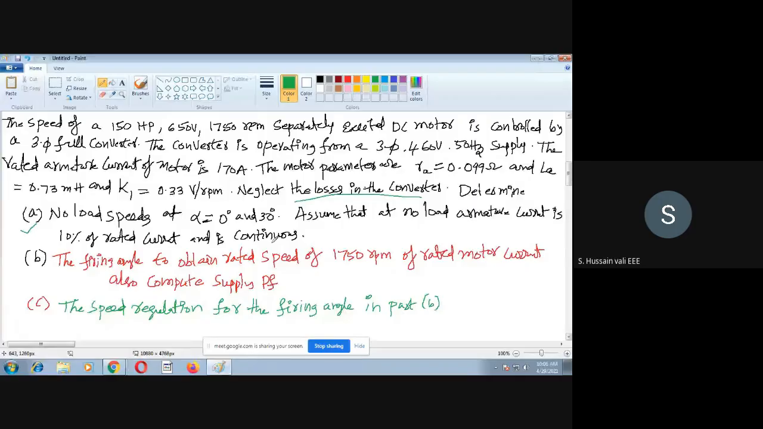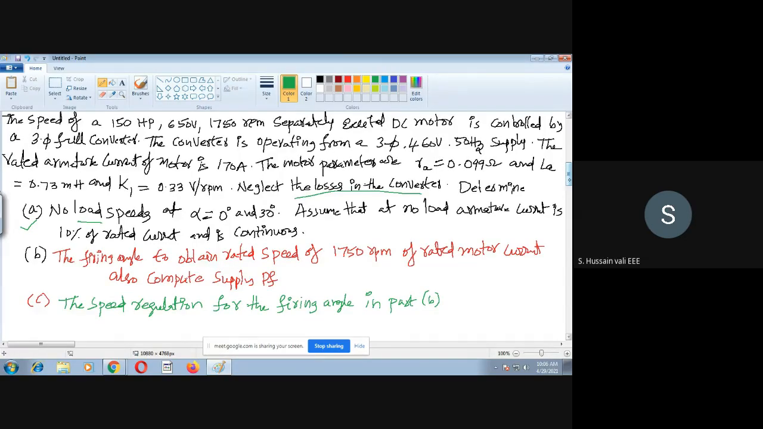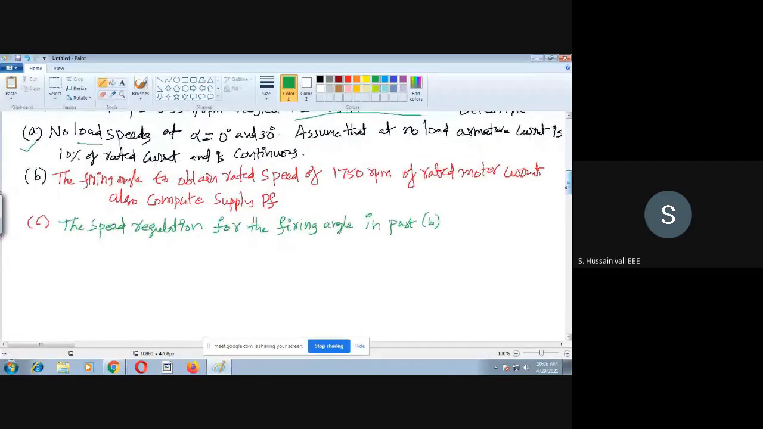To go ahead with this data, where do you find out the speed, the no load speeds at alpha? First of all, where can I find out speed? You have to find out the speed here. To start the solution, part A, he's indirectly asking what is n.